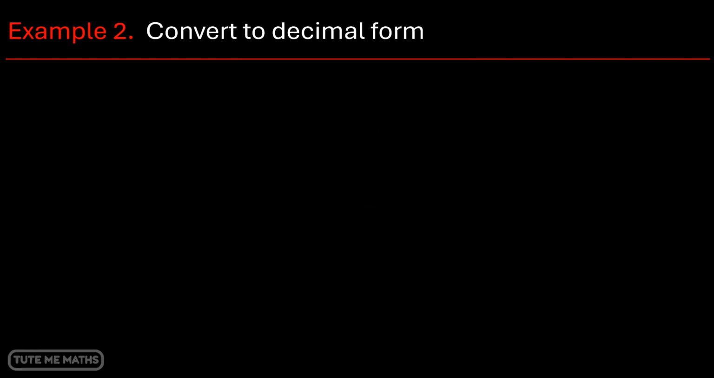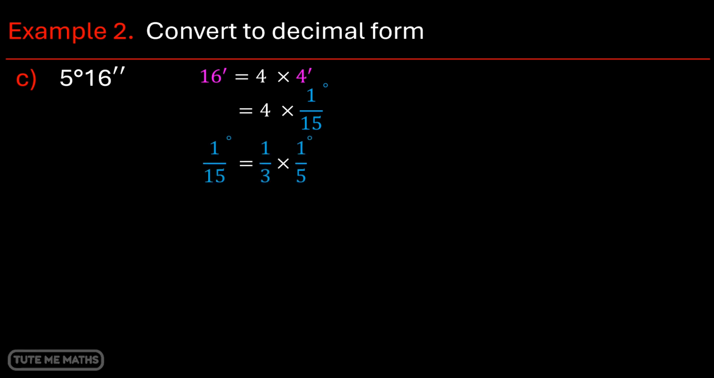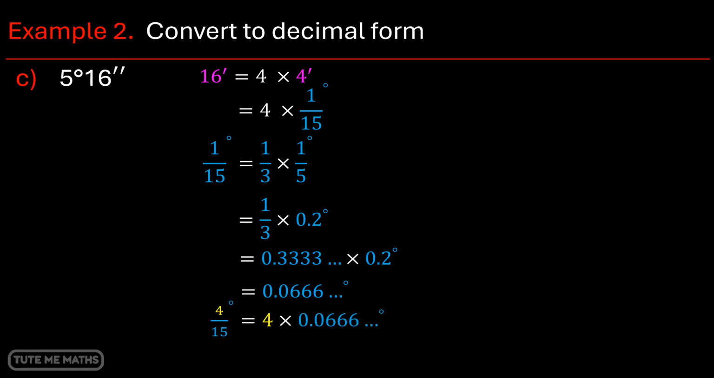But here's one that's not so easy. The 16 minutes is 4 lots of 4 minutes, which is 4 lots of 1/15th of a degree. Without a calculator, it's not easy to do mentally. A 15th is 1/3 of 1/5, so it's 1/3 of 0.2, or 0.3 recurring multiplied by 0.2. You might be able to see that it's 0.06 recurring, simply by doubling all the 3's and adding the extra decimal place required. But we still need 4 of these. It would obviously be quicker, easier, and more reliable to reach for a calculator.